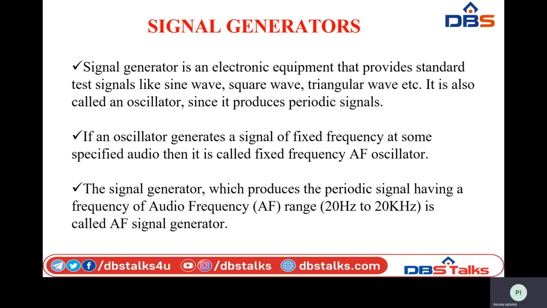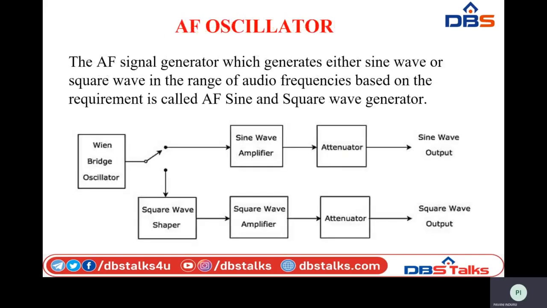Whereas if we require a particular range of frequencies in the audible range, then it is known as a variable audio frequency signal generator, which is capable of generating signals whose frequencies vary from 20 Hz to 20 kilohertz. Here we have an AF audio frequency oscillator. It consists of the following blocks, and it is capable of delivering signals in the range of audio frequencies.